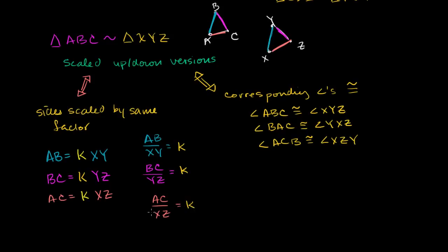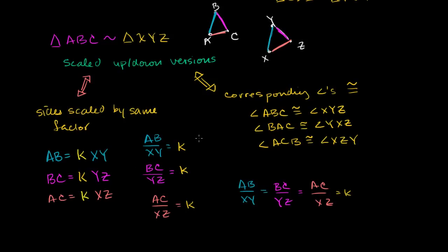Or another way to think about it is the ratio between corresponding sides. Notice this is the ratio between AB and XY, the ratio between BC and YZ, the ratio between AC and XZ, that the ratio between corresponding sides all gives us the same constant. Or you could rewrite this as AB over XY is equal to BC over YZ is equal to AC over XZ, which would be equal to some scaling factor, which is equal to K.